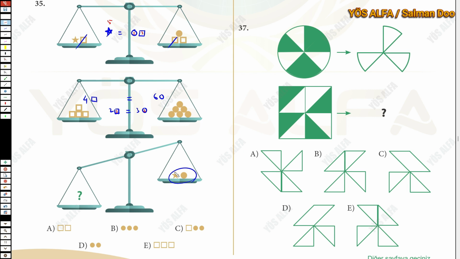Now let's take a look at this. Star is 5 and circle is 2. The total value is 7. So which one is larger than 7? Let's check the answers. Square is 3. 3 plus 3 is 6 only, so this is not the answer. And 3 circles means 3 times 2, which is 6. Still not okay.